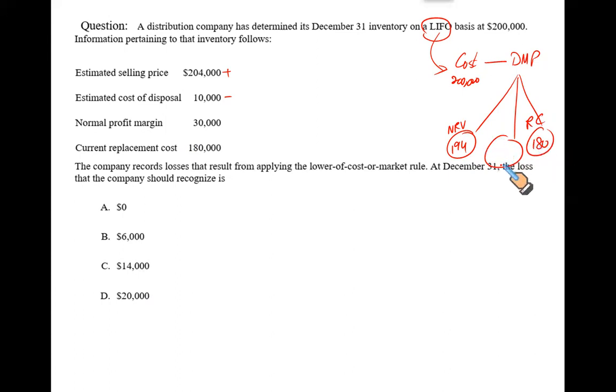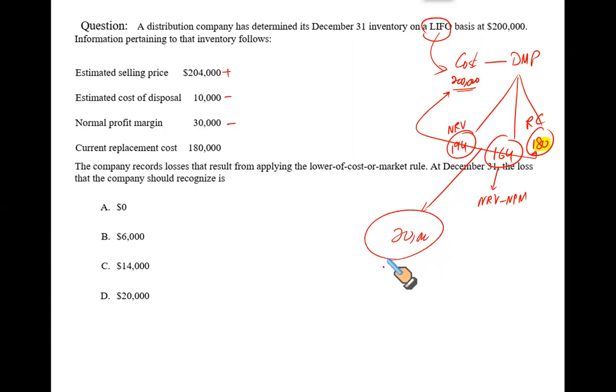What about the third bubble? This is NRV minus normal profit margin. So NRV is already 194. 194 less normal profit margin will give you 164. Now we need to take the middle bubble: not too low, not too high. Take 180. This 180 needs to be compared with the cost. 180 is the replacement cost. 200,000 is the current cost in our books. So clearly, there is a $20,000 loss which you need to write down.